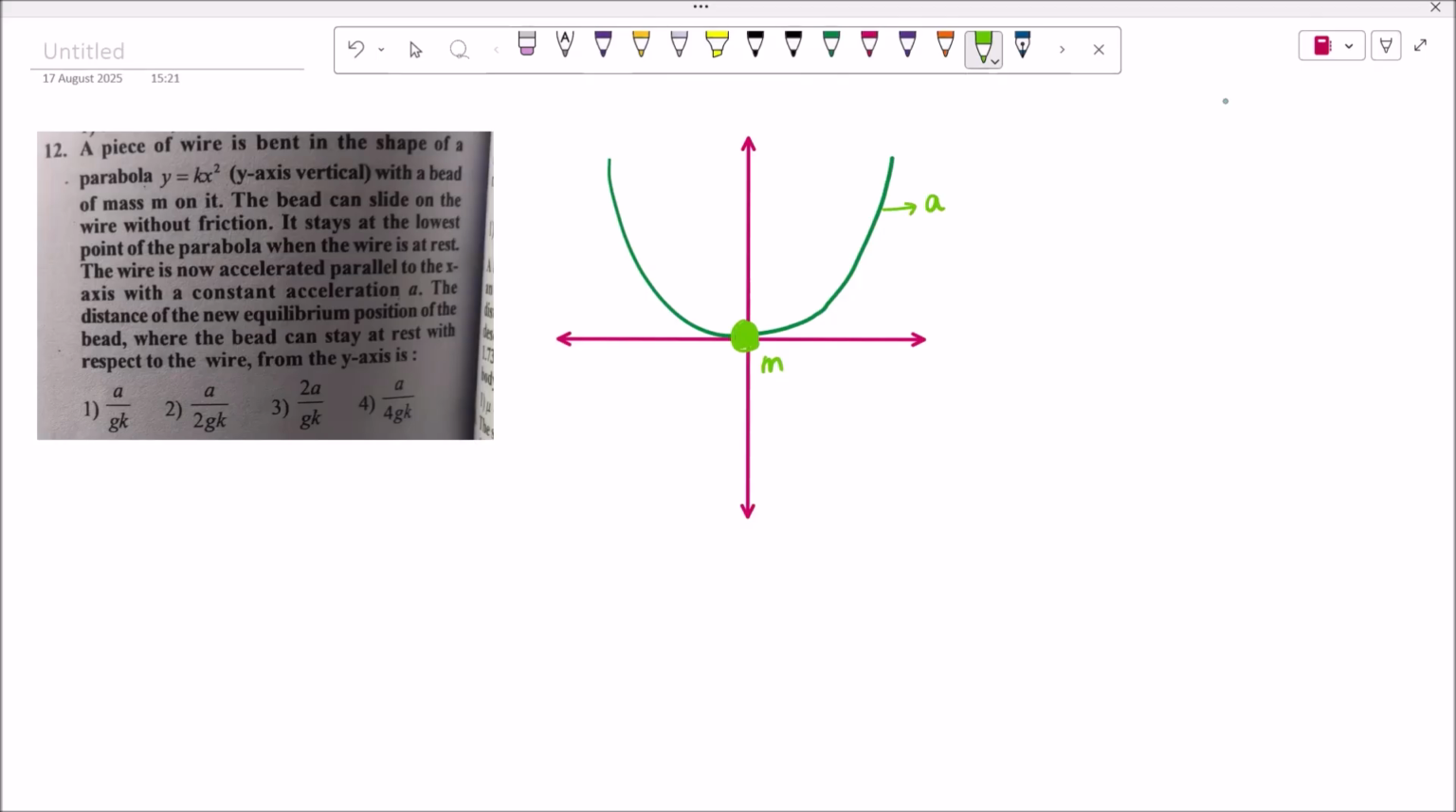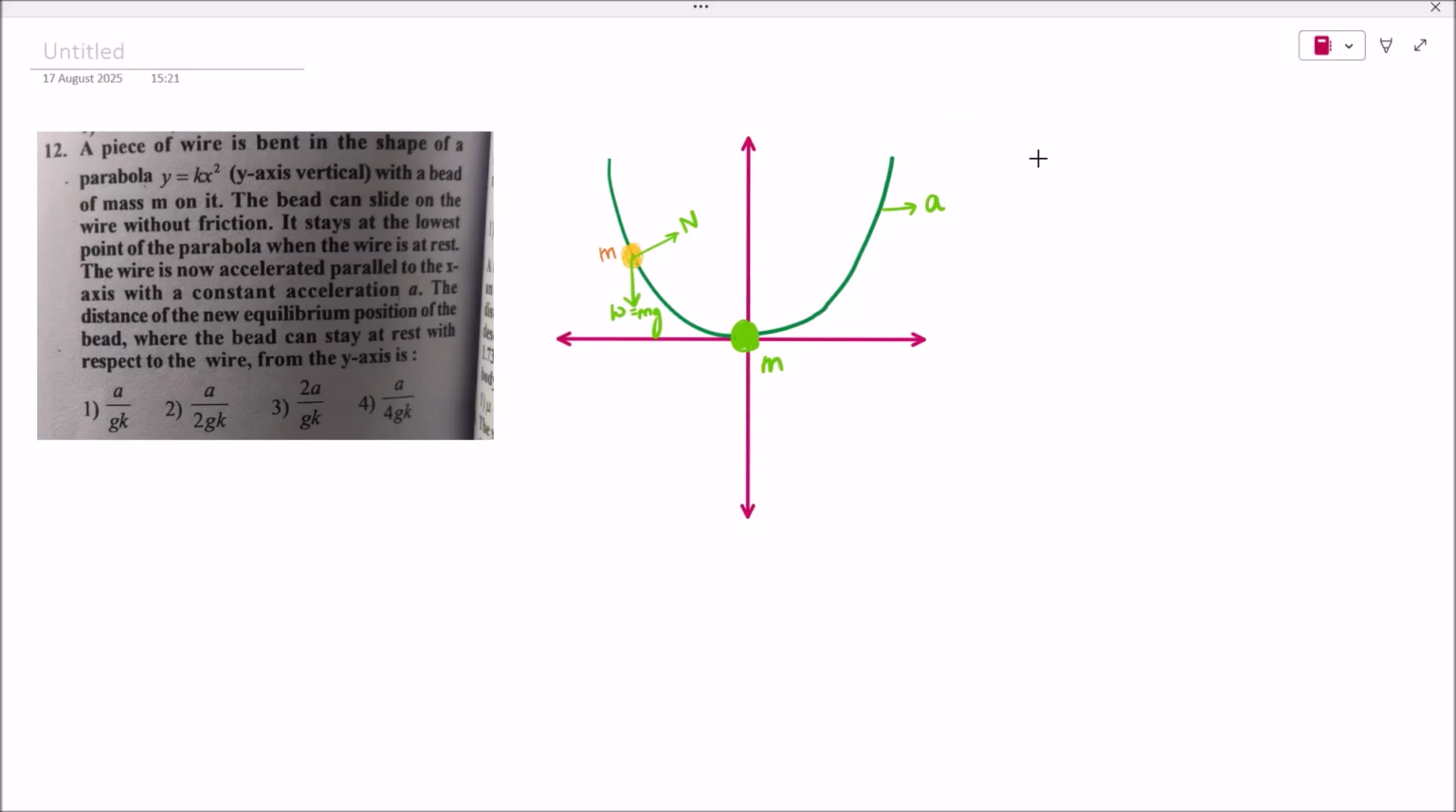The bead will experience a pseudo force because the wire is accelerating in the positive x-axis, and the pseudo force will always act in the opposite direction to the direction of acceleration. So let us assume that due to the pseudo force the bead comes to this position, and now we have to draw the free body diagram for this position. The normal reaction will always act perpendicular to the surface, and the weight will always act downward, irrespective of the shape of the object and the position it was placed.